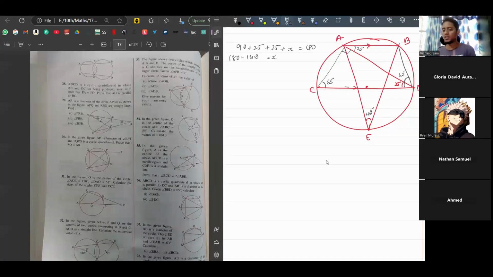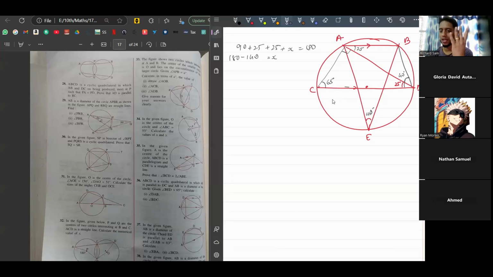So what all theorems did we see in this question? We saw angles in a semicircle are 90 degrees. Then we saw alternate interior angles, 25 and 25. Then angles in the same segment are equal, 40 and 40. Then the angle sum property we used, and we got 65.